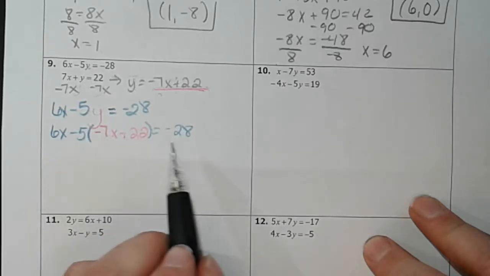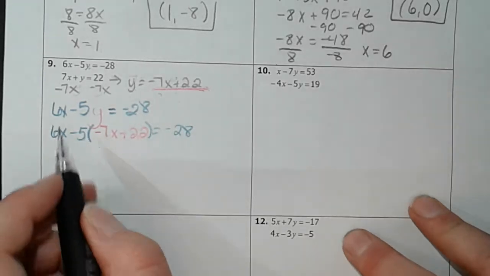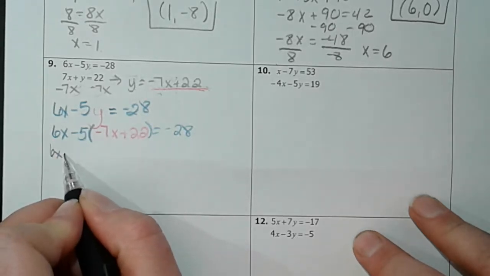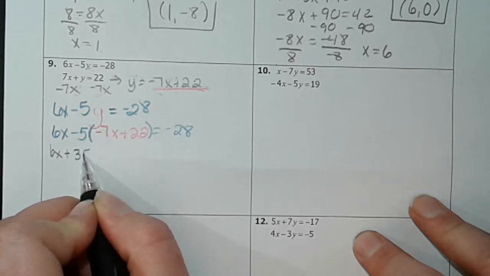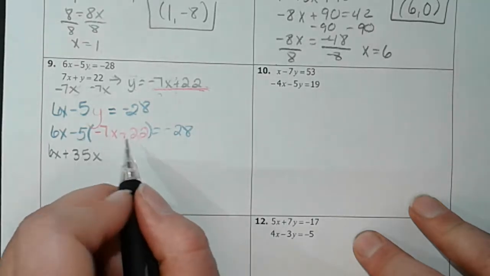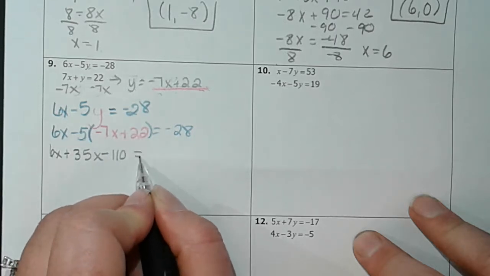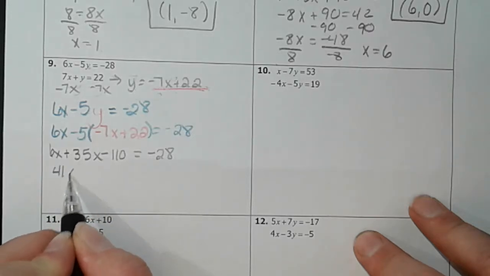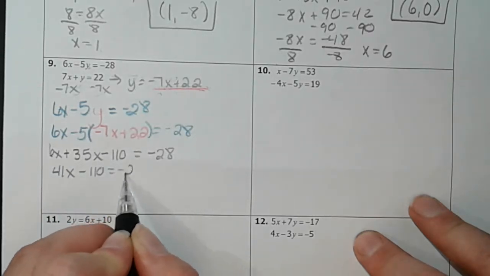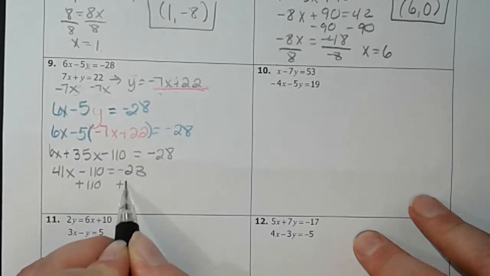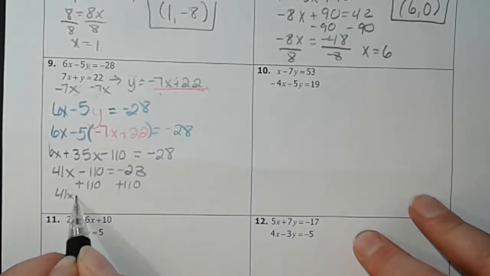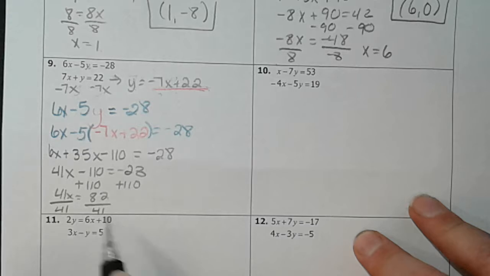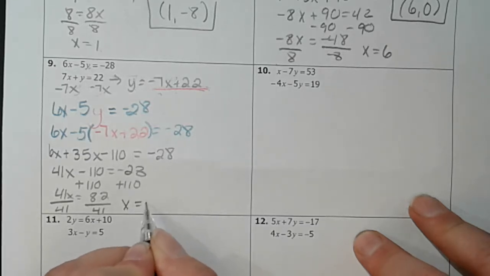So now we only have one variable, and we can solve for x. So we have 6x, and then we distribute this in. Negative 5 times negative 7x is going to give us positive 35x. Negative 5 times 22 is going to give us negative 110. And then we have negative 28 on this side still. We're going to combine like terms. We get 41x minus 110 equals negative 28. Add 110 to both sides. We get 41x equals 82. Divide both sides by 41, and we get x equals 2.